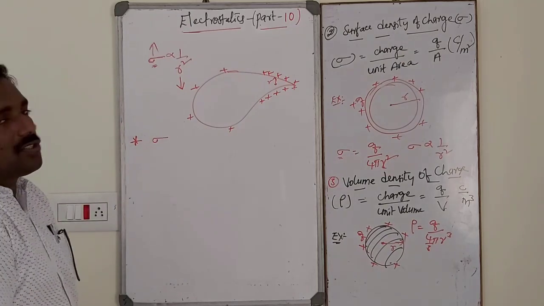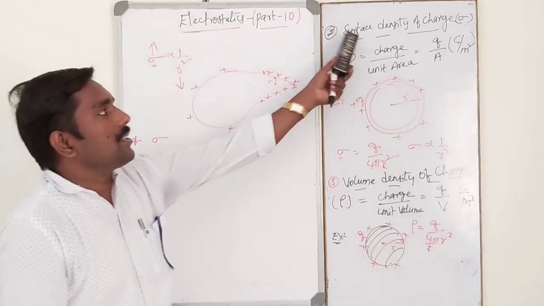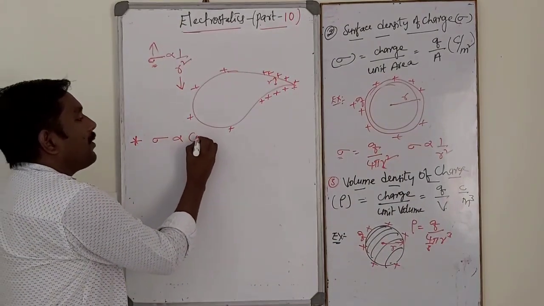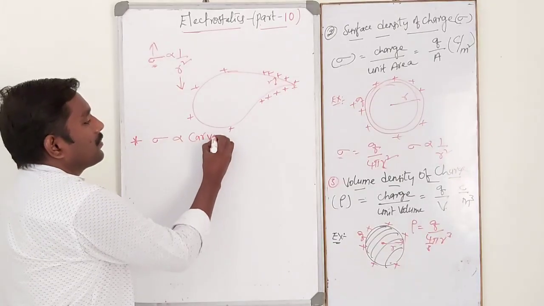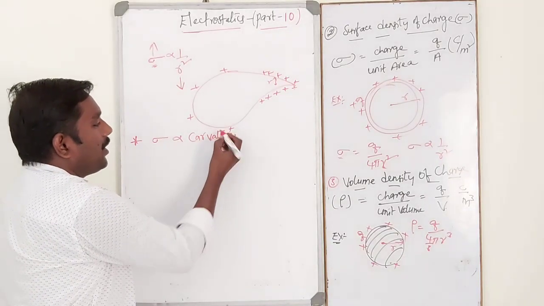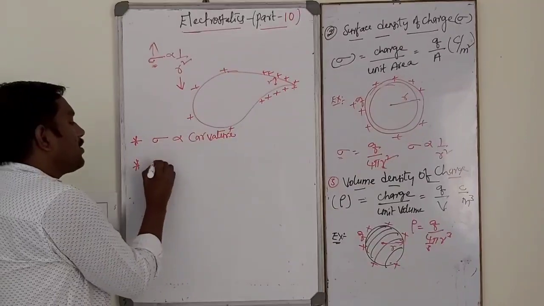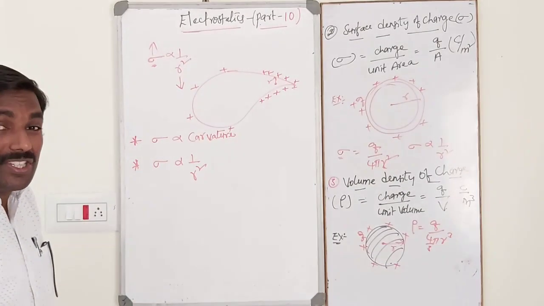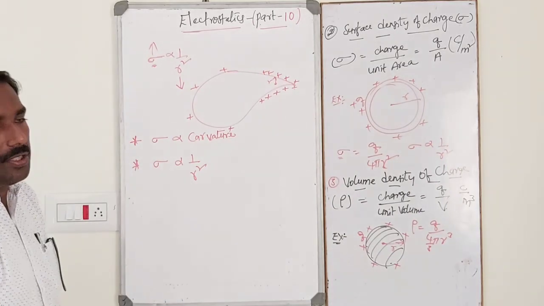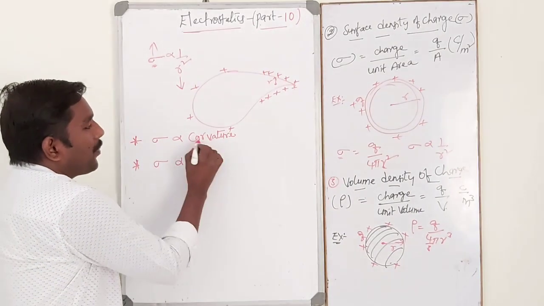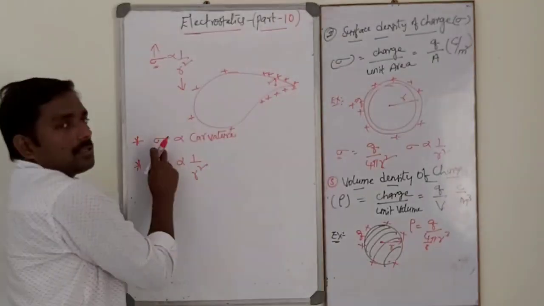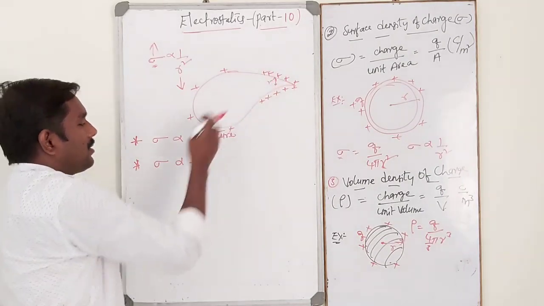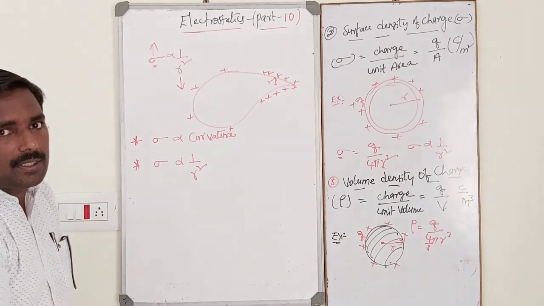Sigma means surface charge density or surface density of charge. Surface density of charge is directly proportional to the curvature. And surface charge density is inversely proportional to the radius of curvature, inversely proportional to the square of the radius of curvature. So see, this is directly proportional. Curvature increases, sigma increases. Radius decreases, sigma increases.